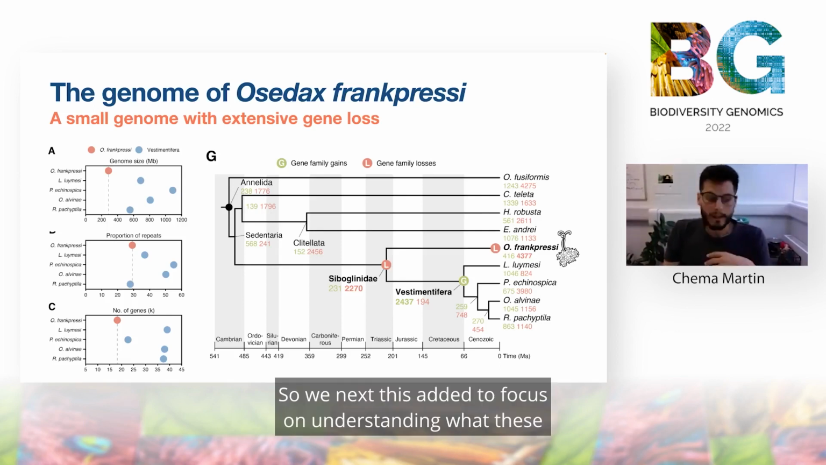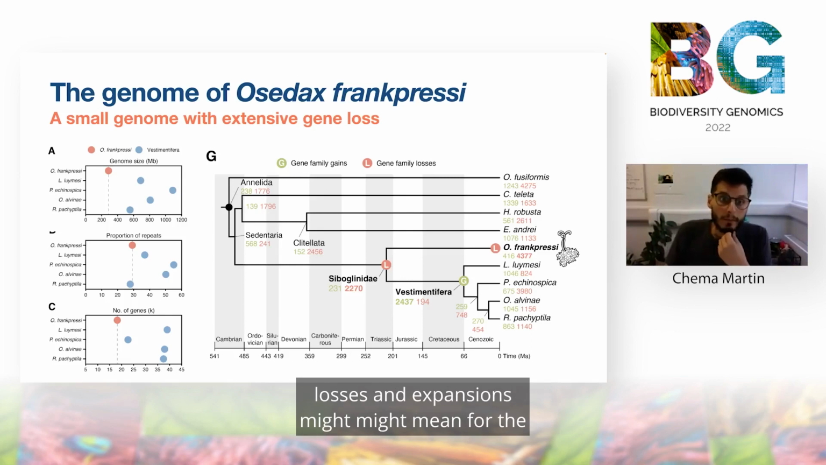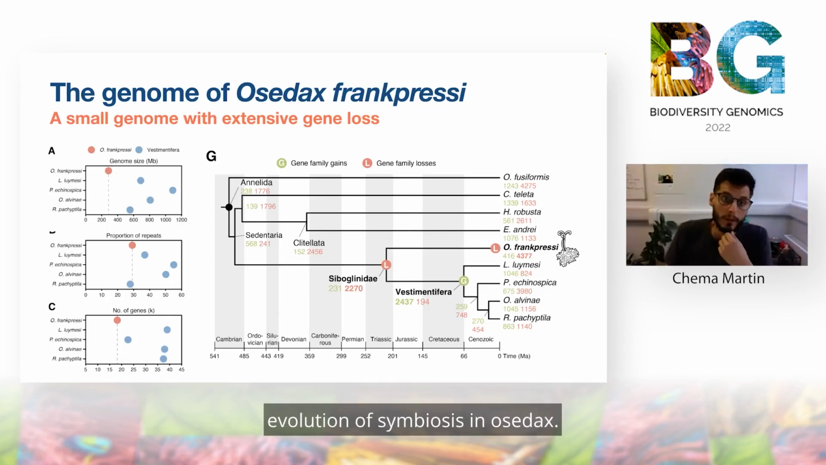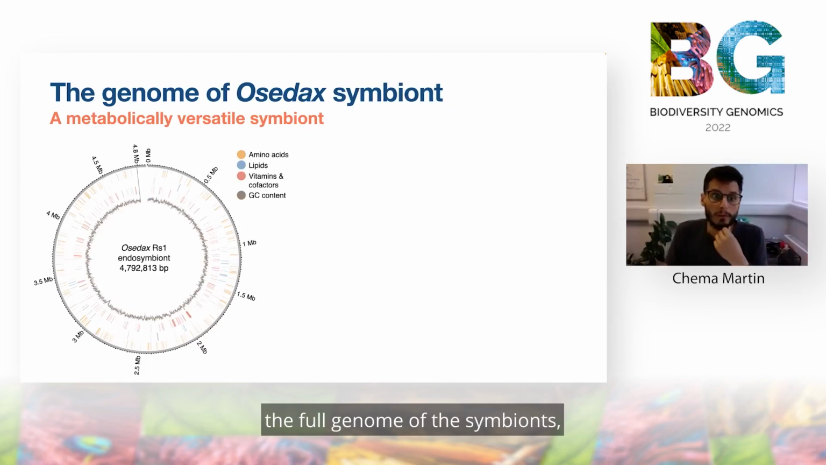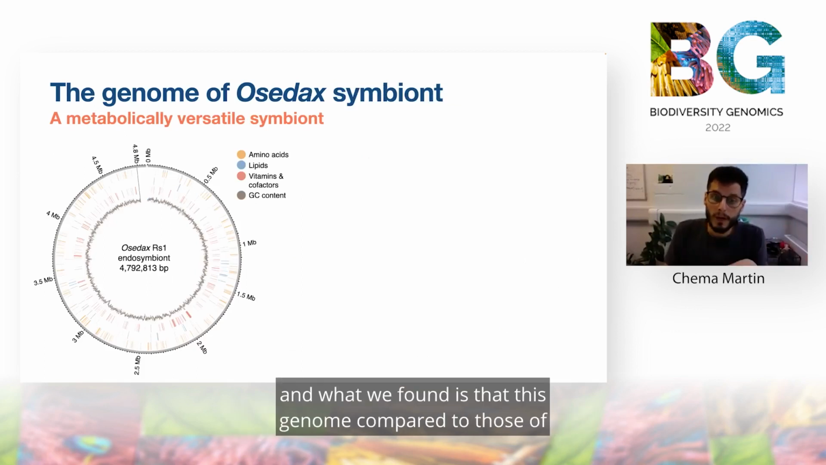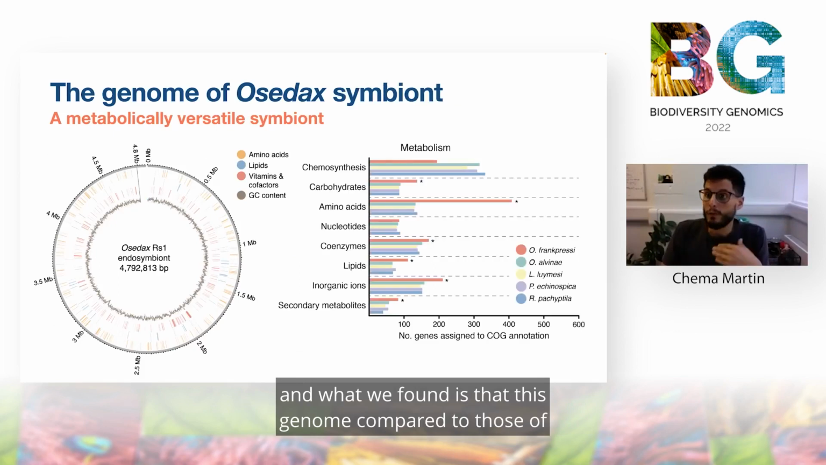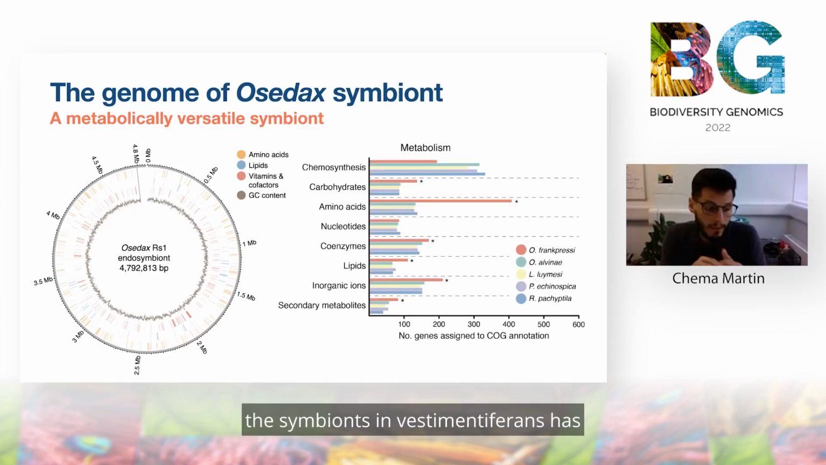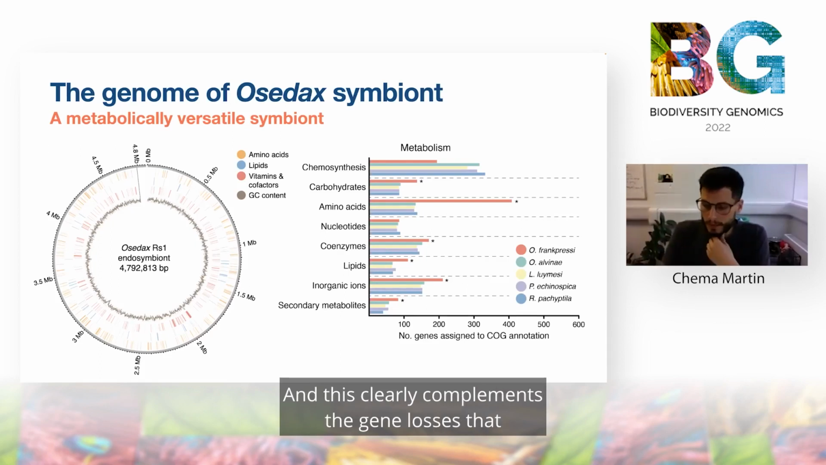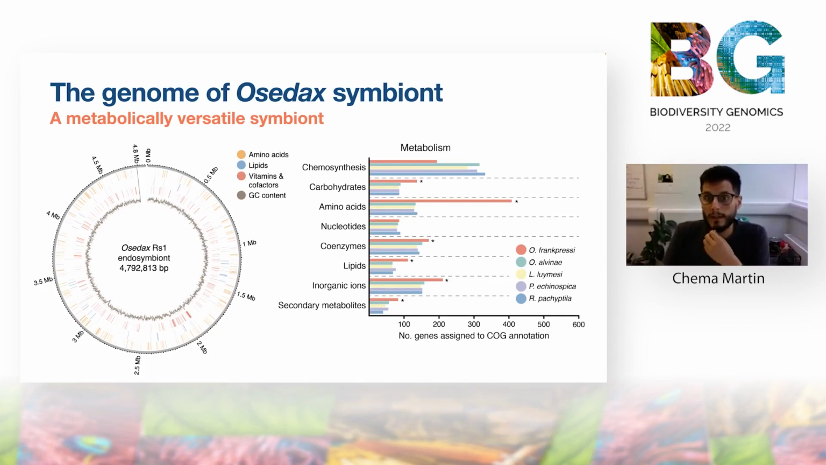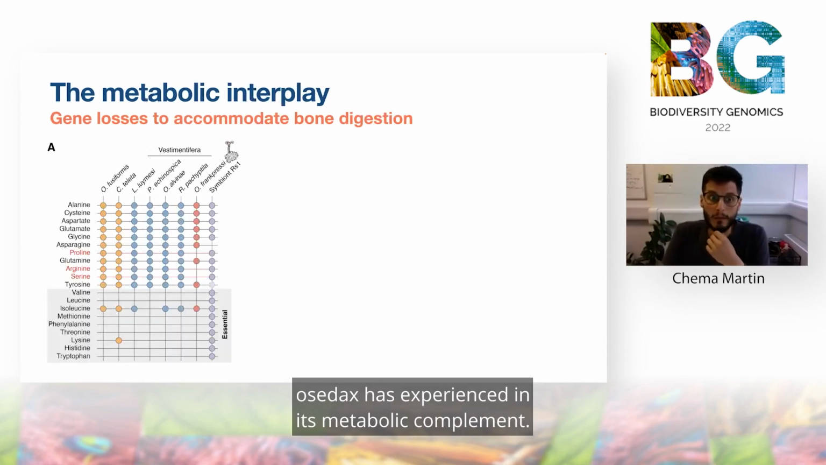So we next decided to focus on understanding what these losses and expansions might mean for the evolution of symbiosis in Osedax. And what we did as well was sequence the full genome of the symbiont. And what we found is that this genome, compared to those of the symbionts of the Vestimentiferans, has a more versatile and diverse metabolic repertoire. And this clearly complements the gene losses that Osedax has experienced in its metabolic complement.